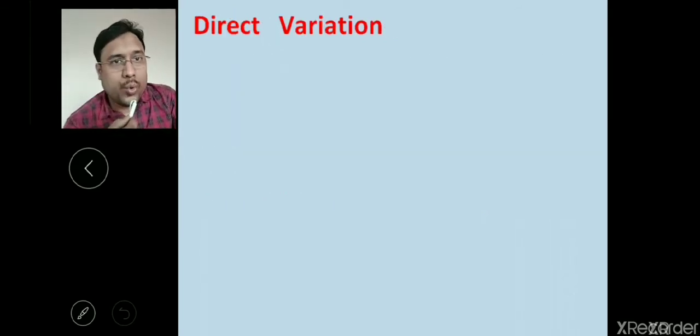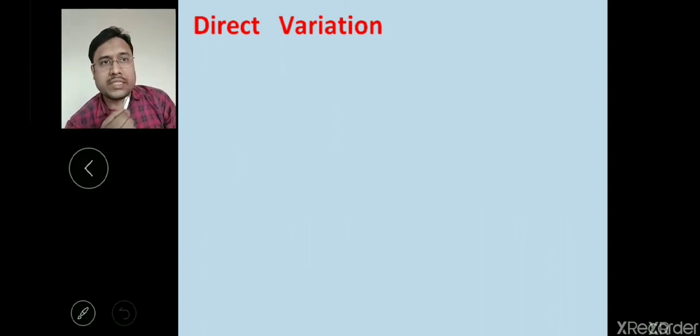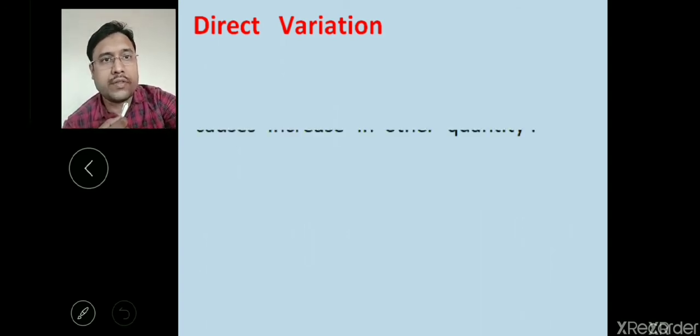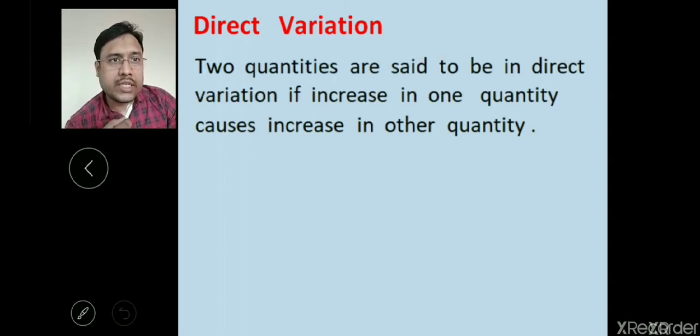Now let's see what we can understand from direct variation in solving unitary method questions. Two quantities are said to be in direct variation if an increase in one quantity causes an increase in the other quantity, and the vice versa is also true. That means a decrease in one quantity causes a decrease in the other quantity.